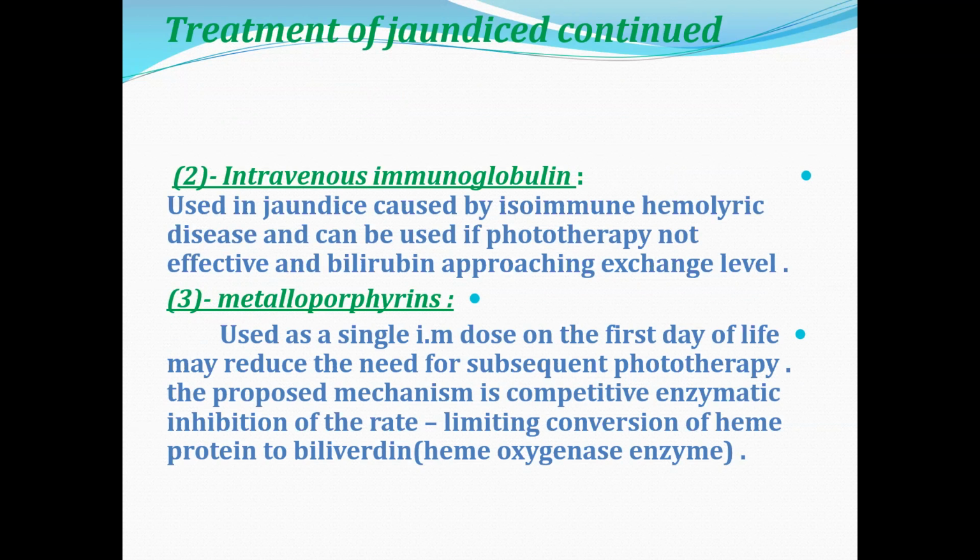Another important line of treatment in high bilirubin is intravenous immunoglobulin. Of course, not for all patients, just for immune hemolytic disease, as in ABO or Rh incompatibility, before reaching the level that needs exchange. So intravenous immunoglobulin is not for all patients.